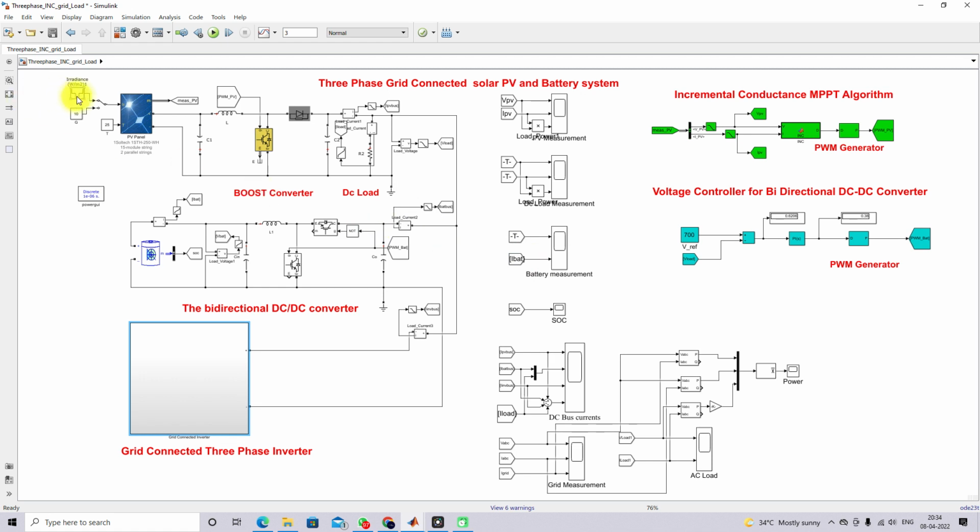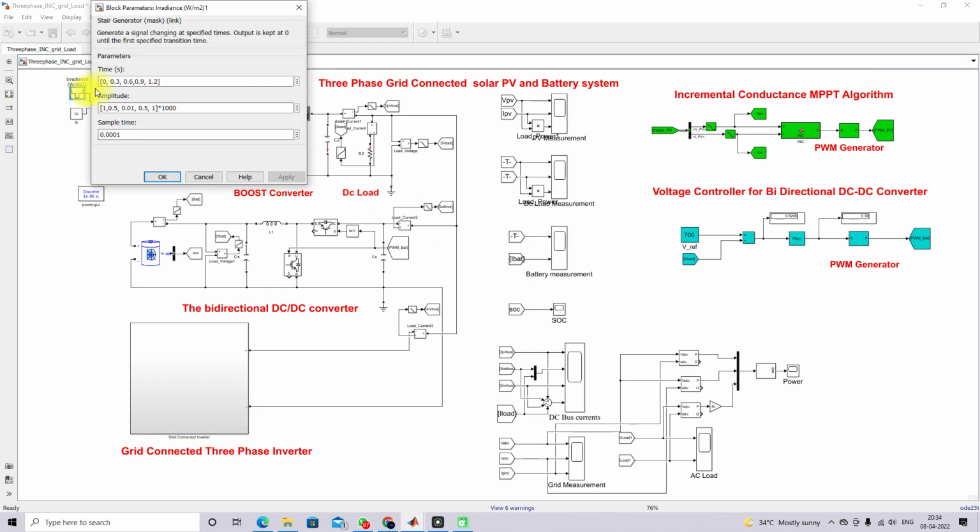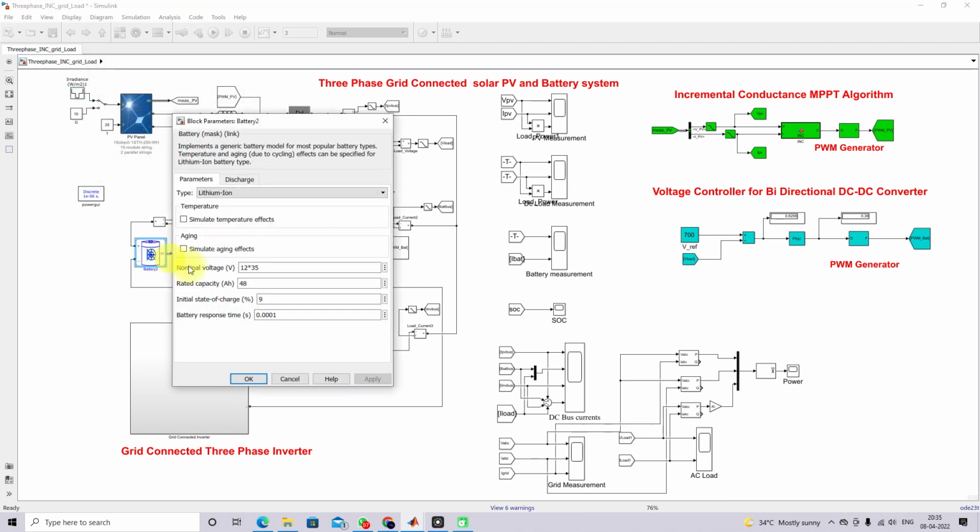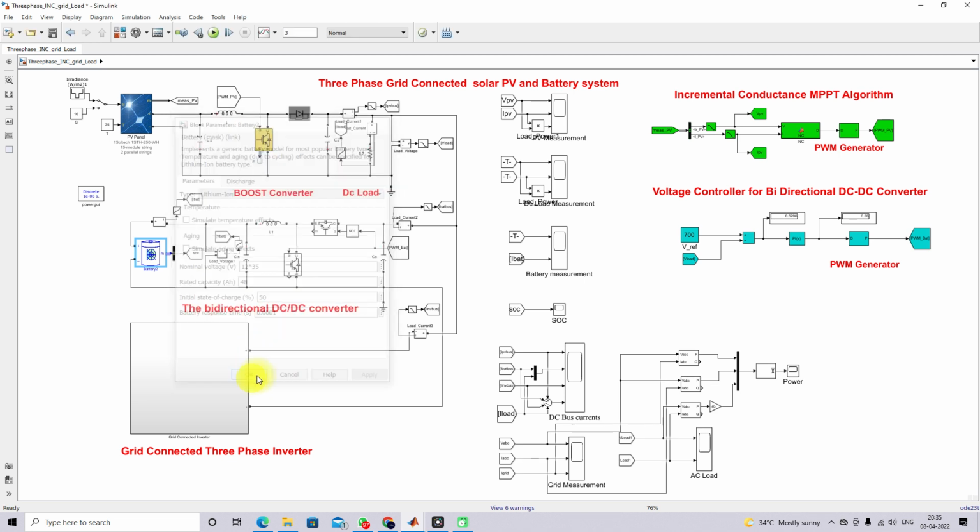And then here we are changing the irradiation every 0.3 second from 1 to 0.5. That means 1000 to 500, and then 10, then again increased to 500 and then 1000, every 0.3 second. And initially I'm going to fix the battery SOC at 50%, and then we have to check the results.